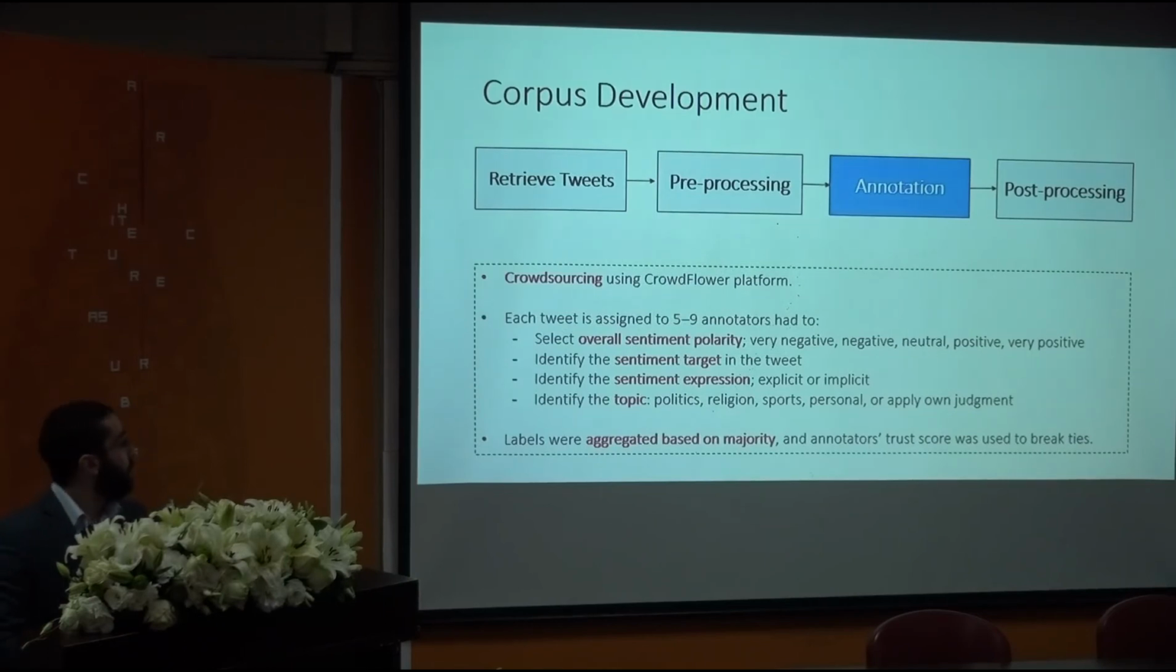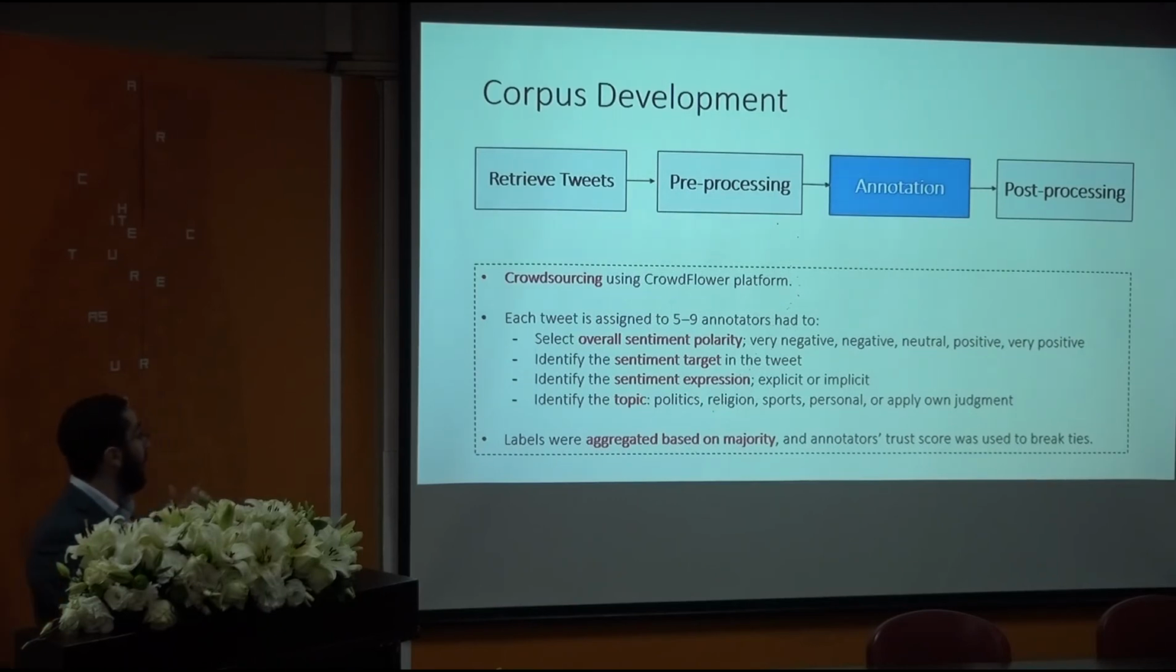We used the Crowdflower platform. Crowdflower is a platform where you can pass tweets or text or anything, and they pay money to people to annotate your data, and they check for quality. For example, each tweet is assigned 5 to 9 annotators. They have to specify the overall sentiment on a 5-point scale, from very negative to very positive.